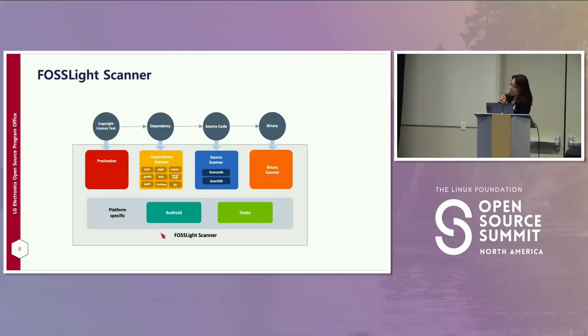And FOSSLight scanner consists of a pre-checker, dependency checker, source code checker, and binary checker. We are using many open source tools, such as the pre-checker uses REUSE and the source scanner uses ScanCode and scanOSS. And the dependency scanner uses a lot of dependency package manager open source. And Edge has a lot of specific platforms such as Android and Yocto. So we made a platform-specific FOSSLight scanner. We open sourced the FOSSLight scanner. It's a Python package and you can use it anytime.